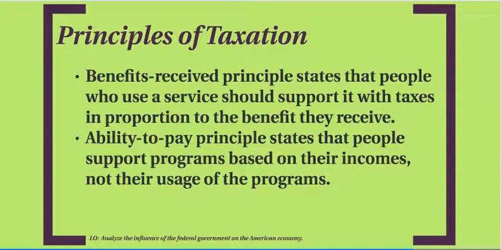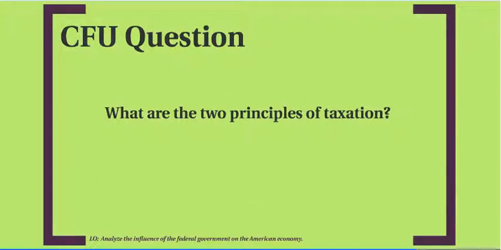Principles of taxation. The benefits received principle states that people who use a service should support it with their taxes in proportion to the benefit that they receive. Taxes on gasoline, for example, would largely be considered this type of tax, because in theory, the more money people spend on gasoline, the more driving they're likely doing, and a lot of that money goes to support road work. The ability to pay principle states that people support programs based on their incomes, not their usage of the programs. So those are the two principles of taxation: the benefits received, which means you pay in proportion to the benefits you get, or the ability to pay, which means you pay based upon your ability to pay.